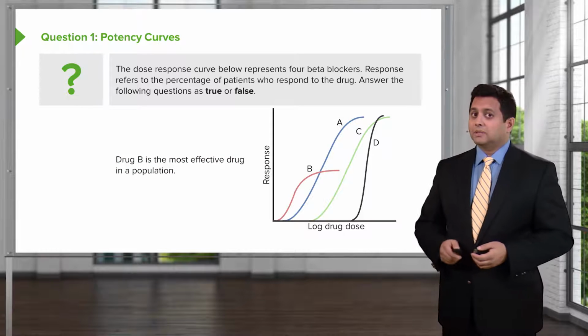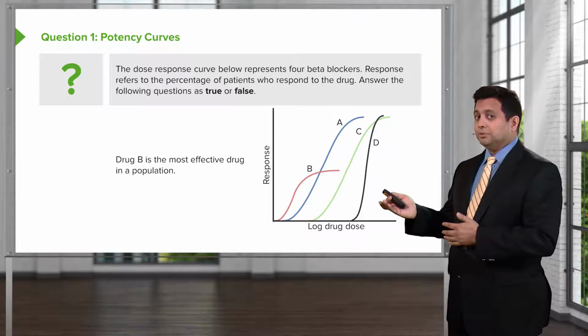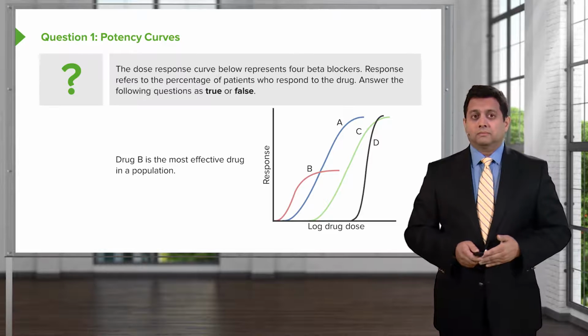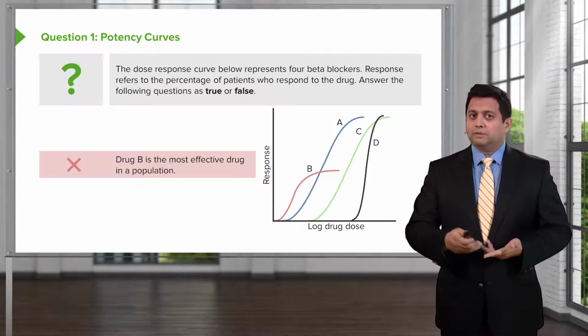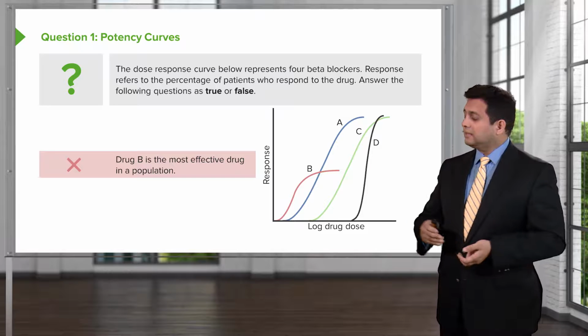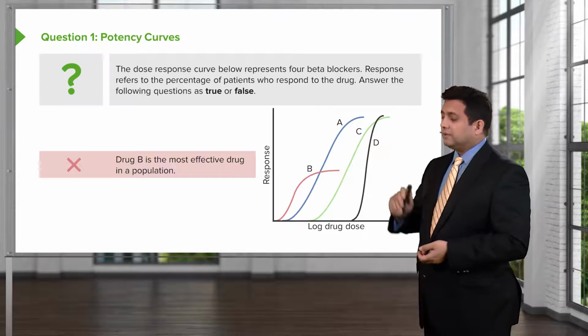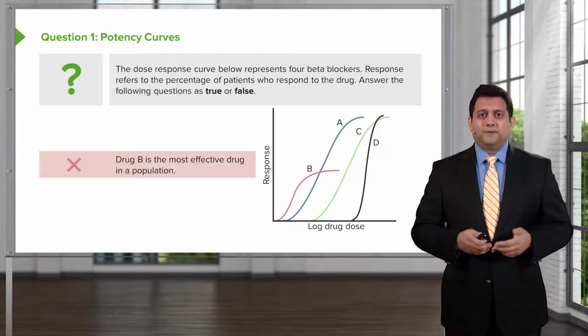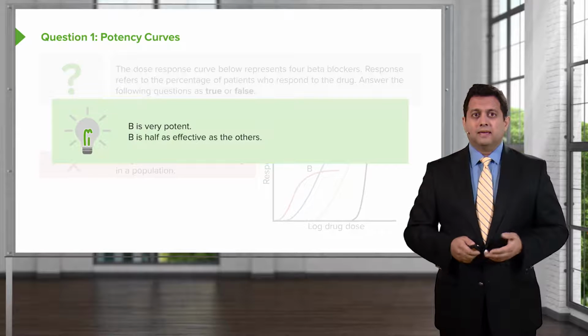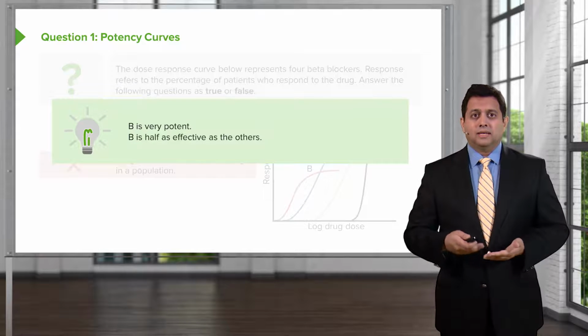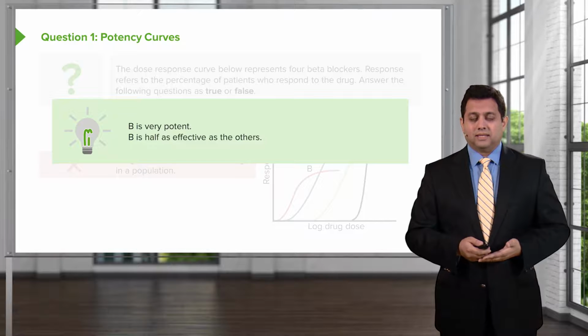Drug B is the most effective drug in a population, true or false? That's false. Drug B is the most potent, but it is probably the least effective, because you can see the top of the curve ends up at about 50% of the other drugs. B is a very potent drug. B is half as effective as the others.